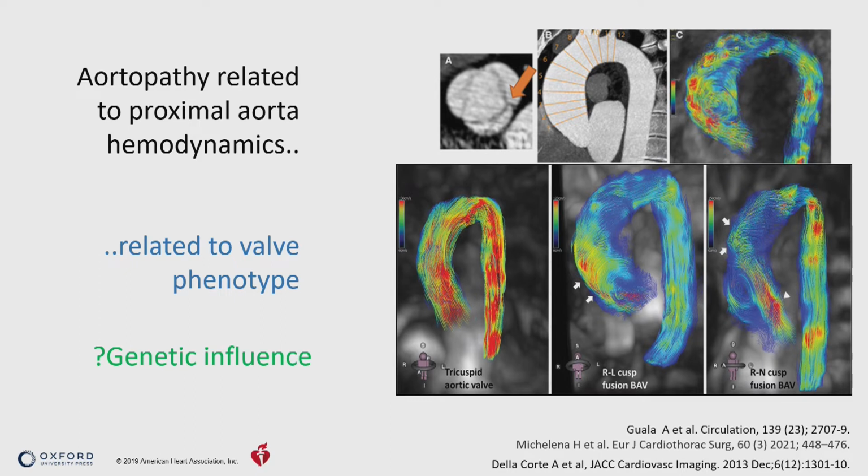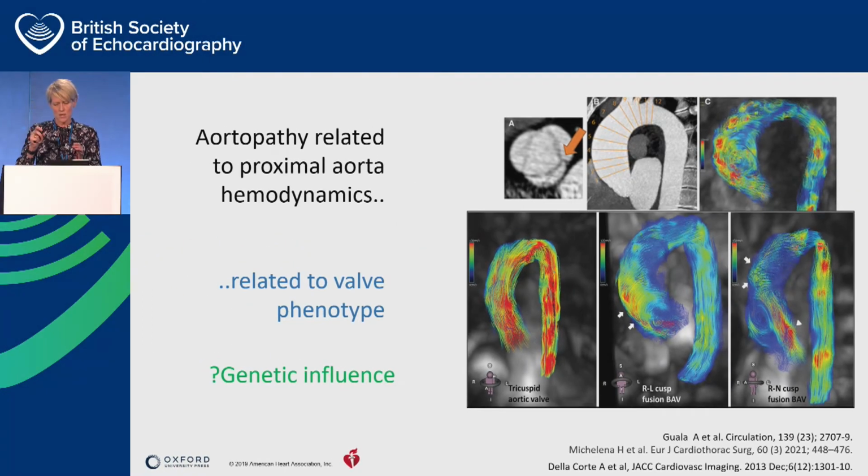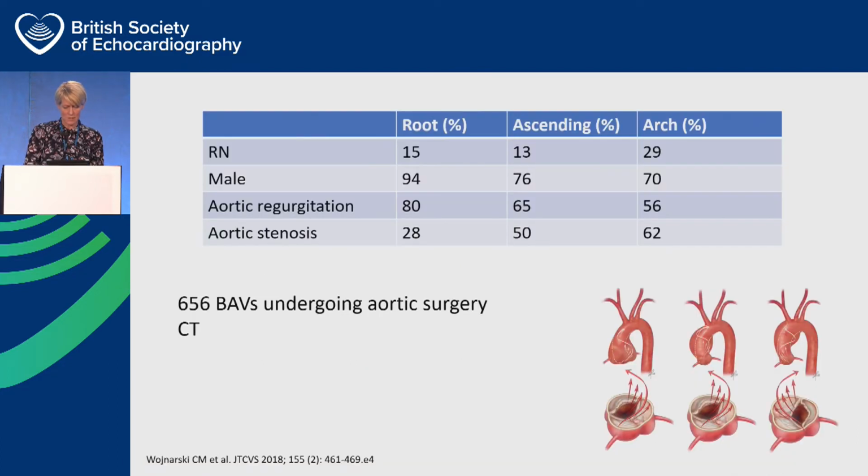This is not absolute, of course, but this is what people think. There are different embryological, different stem cells, if you like, that end up in different parts of the aorta. And so there is some stuff about that in the Marfan's, Loeys-Dietz world, but for bicuspid aortic valves, there's a lot of stuff on this now. There is some genetic influence, and I'll come to that in a second.